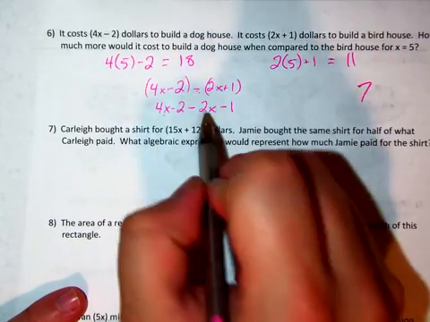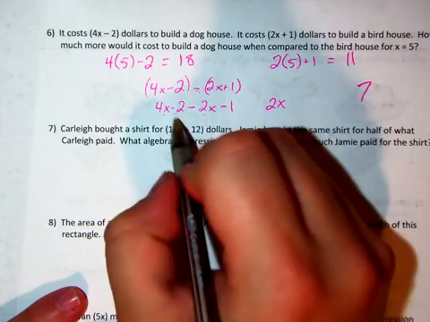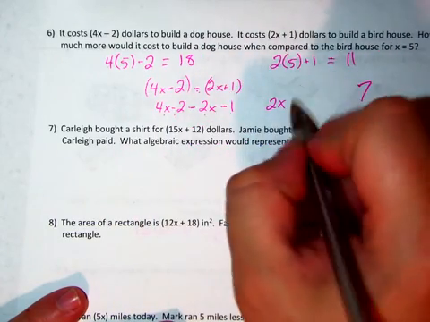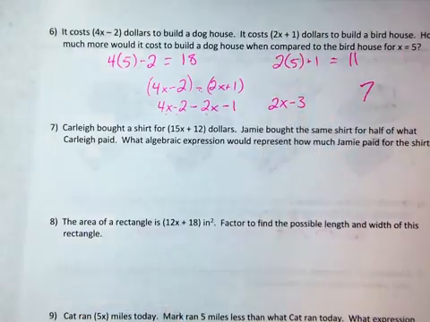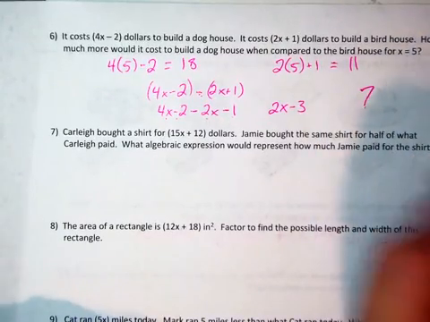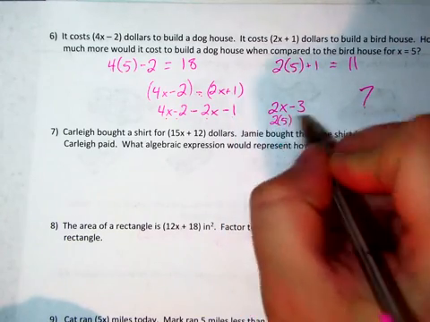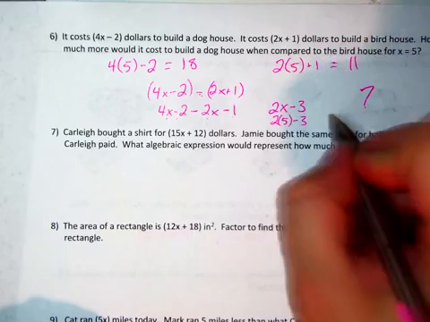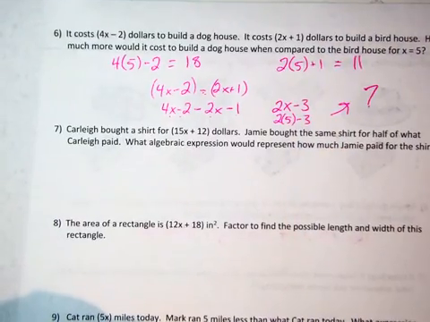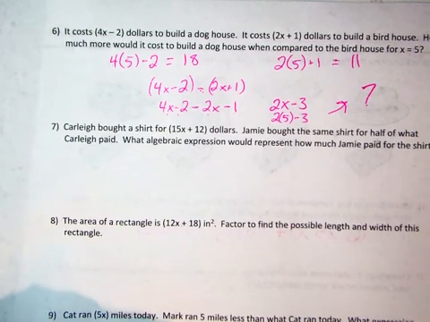So that would give me 4x, and negative 2x is 2x. Negative 2 and negative 1 is minus 3. Now we should technically get the same answer of 7, so let's plug 5 in for x. 2 times 5 is 10, minus 3 is also 7. So both ways we got the same answer. The doghouse would cost $7 more to build than the birdhouse when x equals 5.